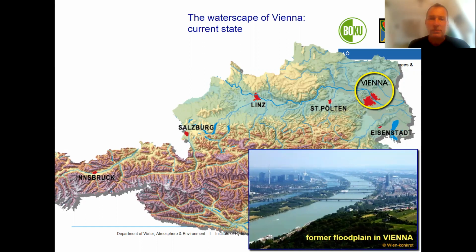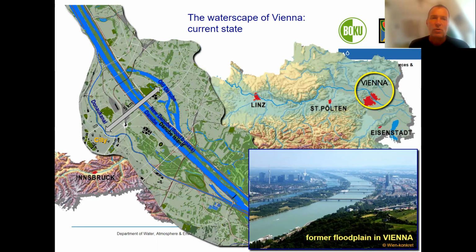I guess most of you will know that Vienna is the capital of Austria. And as you can see here in the photo, today the former alluvial landscape of the Danube River is totally urbanized. To get an overview of the situation today in the former Danube floodplain of Vienna, you see the four main water bodies. In the north, the Old Danube, which is the main river arm prior to regulation. Then we have the New Danube.